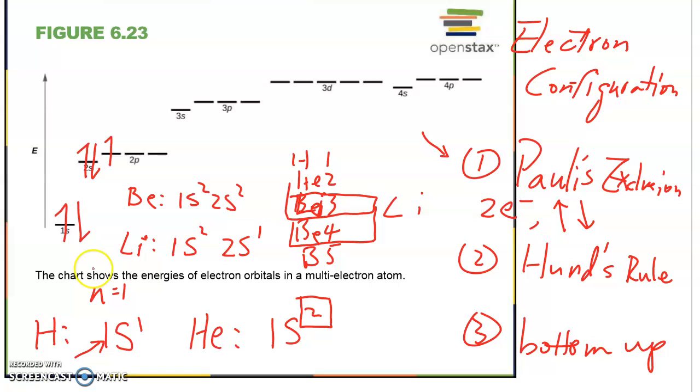It will be 1, 2, 3, 4, 5. Where do I put the next one? Can I put it here next to it? We don't know yet, but it comes up with Hund's rule.